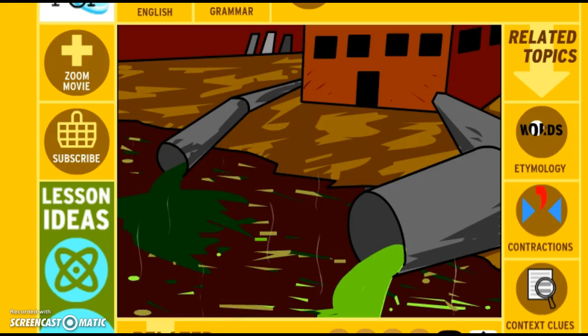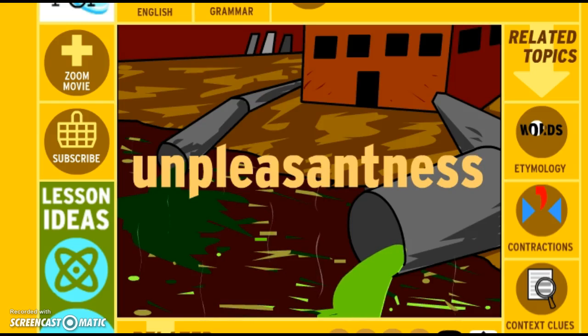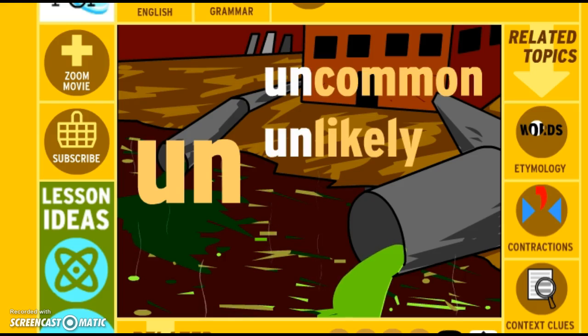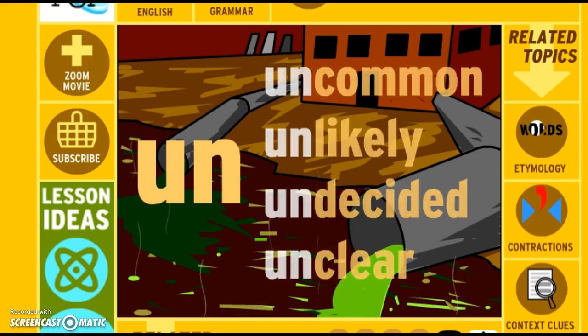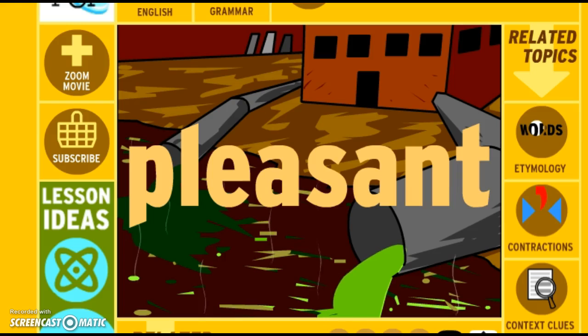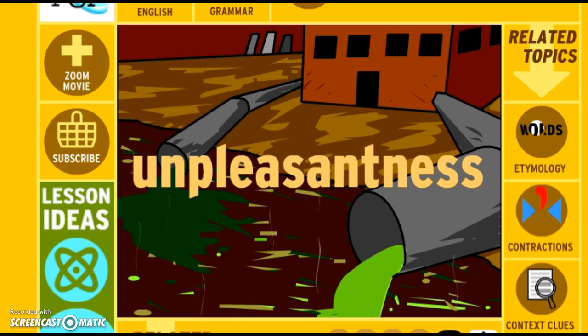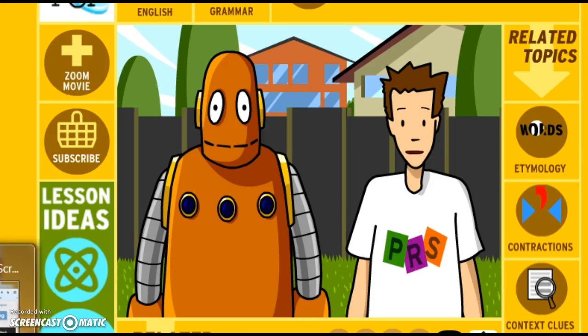Let's look at another example. Unpleasantness. The prefix is un, which means not. Un is a really common prefix that we see in a lot of words: uncommon, unlikely, undecided, unclear. Pleasant is the root word. Ness is the suffix, which means state of. So unpleasantness means the state of not being pleasant. Adding a prefix or suffix to a root word changes its meaning, and often its part of speech.